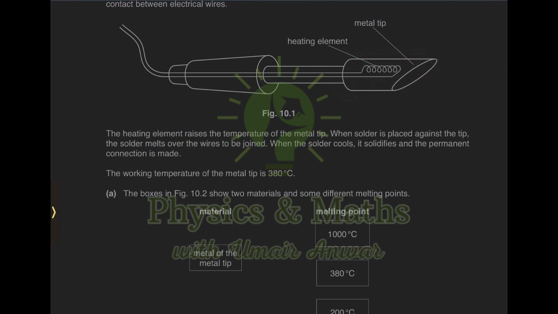So for example, there is a piece of solder and it is placed against the metal tip. The solder melts over the wires to be joined. So there are two wires, for example, and we have connected them. When the solder melts on the wires, there is a stronger connection between the wires because of the melting of the solder. When the solder cools, it solidifies and the permanent connection is made like this. The working temperature of the metal tip is 380 degrees centigrade.